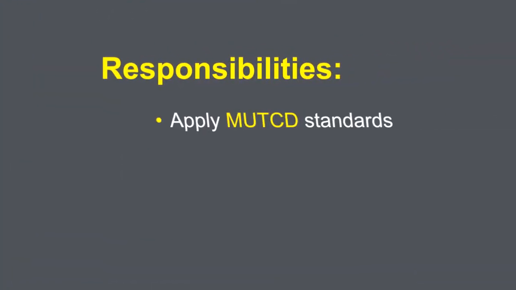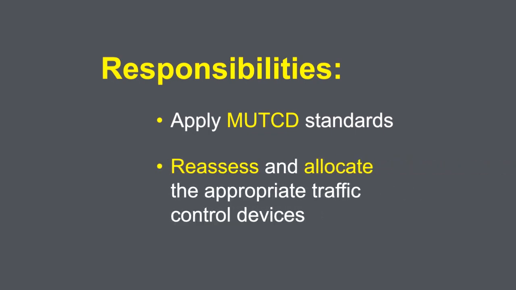If your agency has jurisdiction over a road, it's responsible for applying MUTCD standards. And as our example illustrates, when traffic control does not appear to be working for the road user, your agency must reassess and allocate the appropriate traffic control devices. This assessment is made for permanent installations and temporary situations.